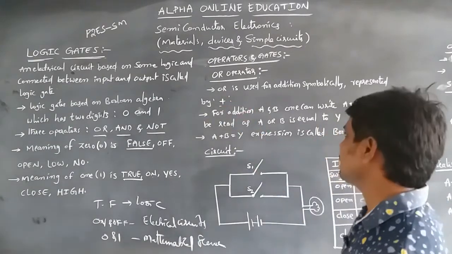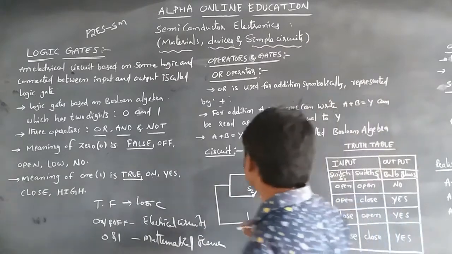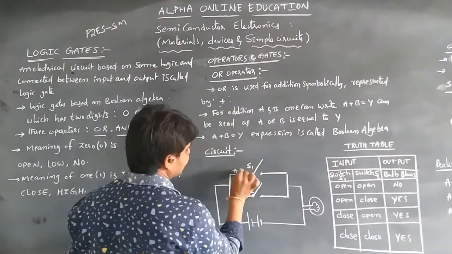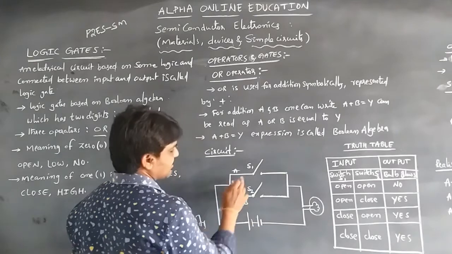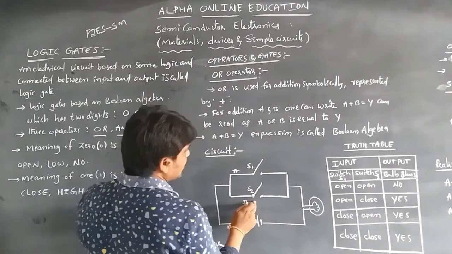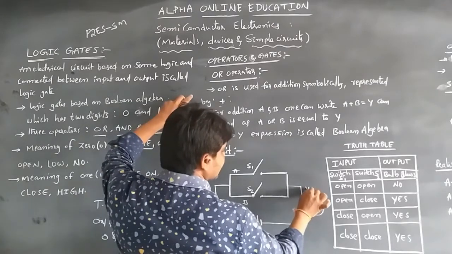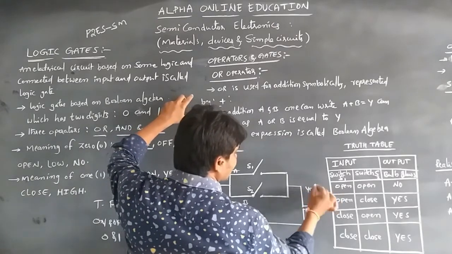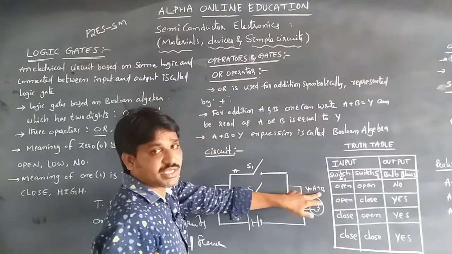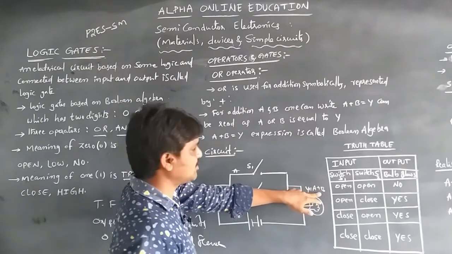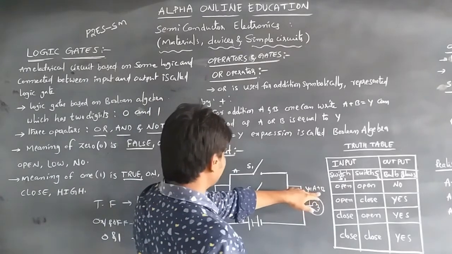For addition, A and B means there are two signals. Consider A and B. Here we can write that the resultant Y is equal to A plus B. This is the Boolean algebra expression.